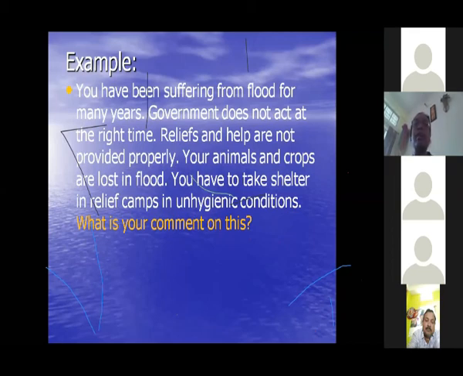Government does not act at the right time. Reliefs and help are not provided properly. Your animals and crops are lost in flood. You have to take shelter in relief camps in unhygienic conditions. What is your comment on this?